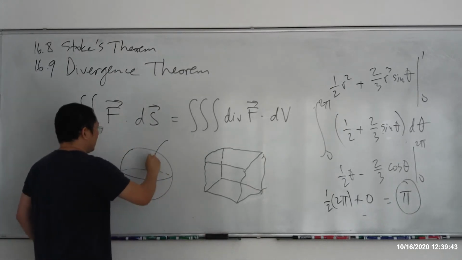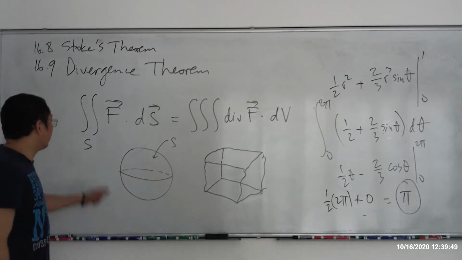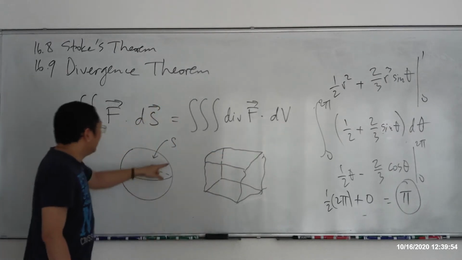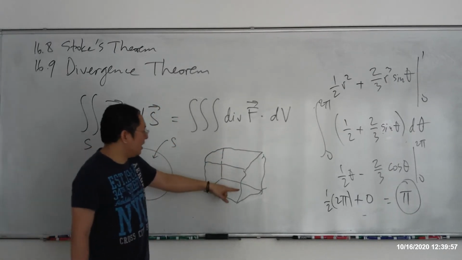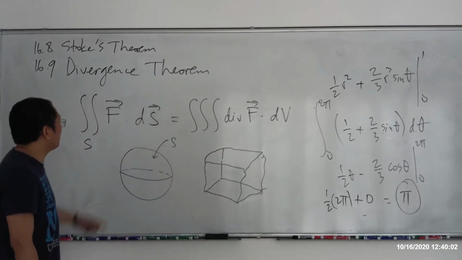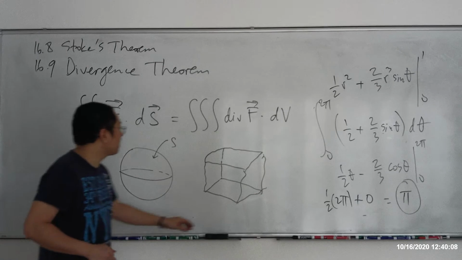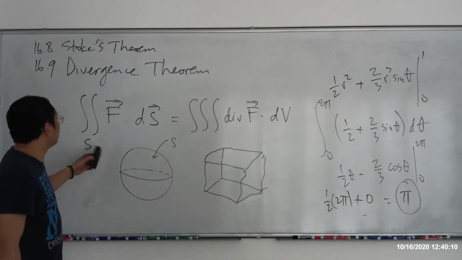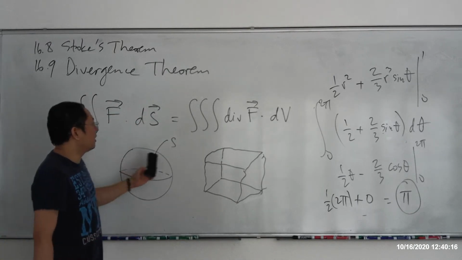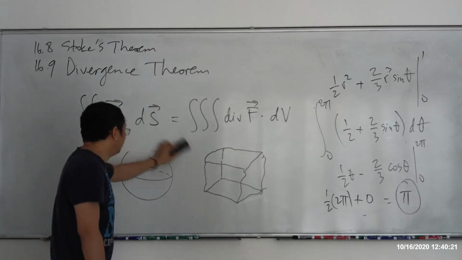So the surface S is the surface of the sphere. Now the region is enclosed, right? And dV here makes sense because V is the volume of that sphere, or in this other case, V is the volume of that weird box. So the divergence theorem only works if you have a closed surface. If you have a closed surface, the double integral of vector field F over the surface is equal to the triple integral of the divergence of F over the volume.